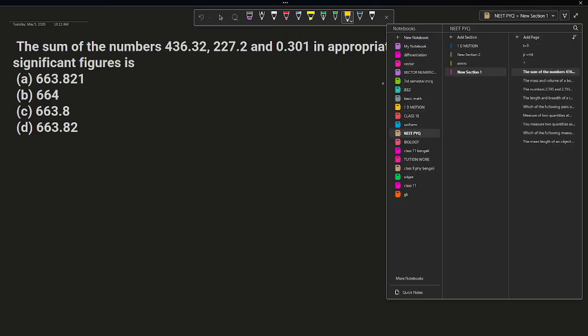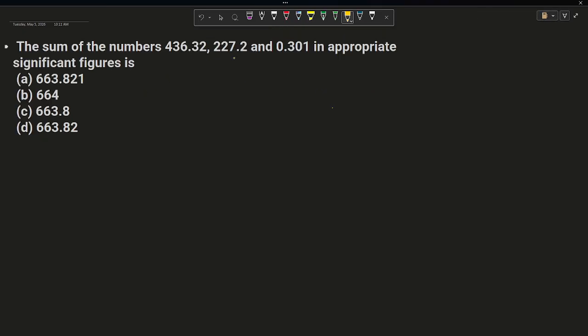Next one, the sum of the numbers in appropriate significant figures is. So first you have to add these three numbers. So let's add 227.2 and 0.301, and 218.46 and 6.